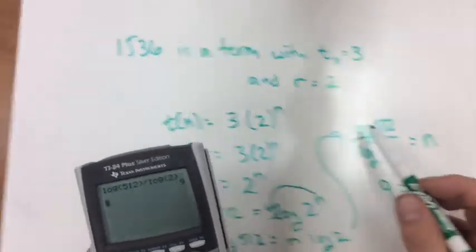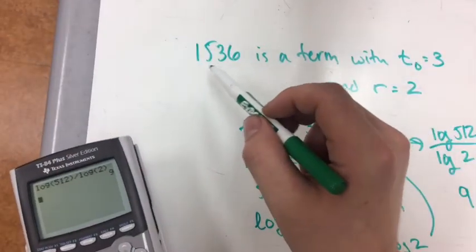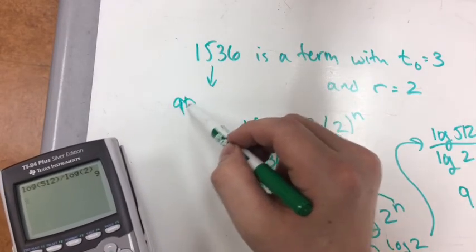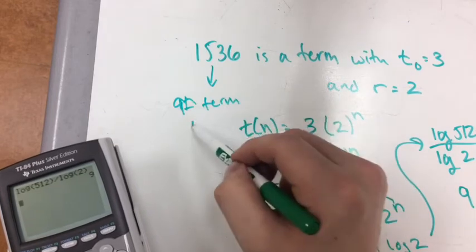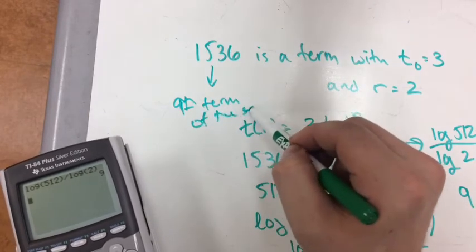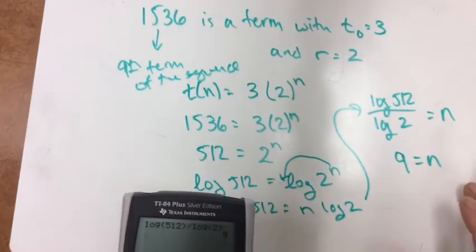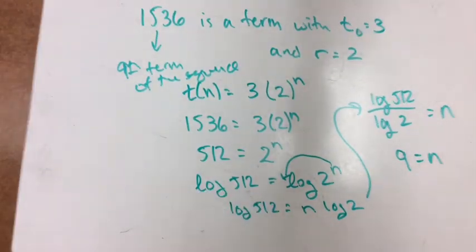So what this says is that 1536 is the 9th term of the sequence. Okay, so these are the examples. We're going to have to use logs. We'll practice these in class.